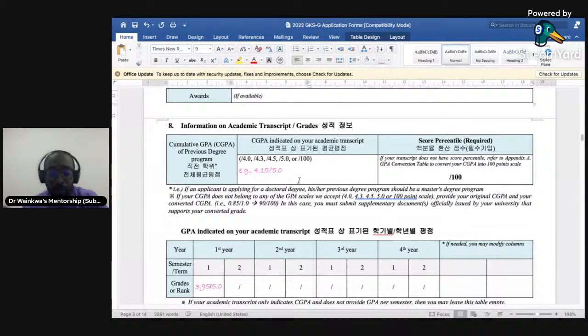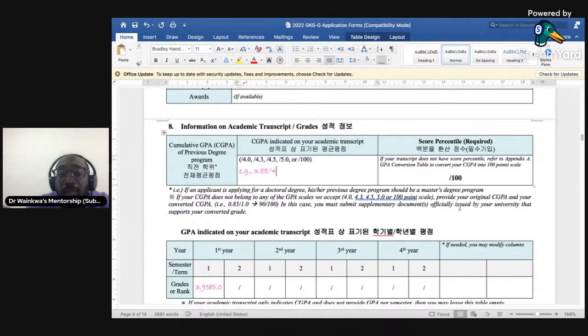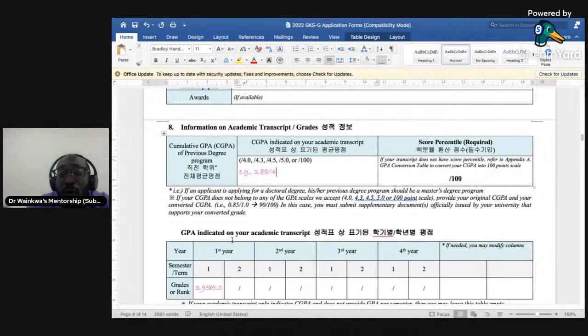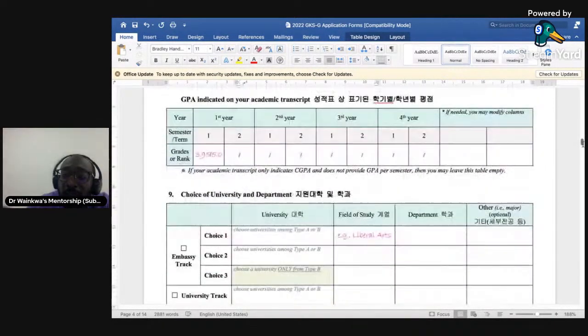For example, for my master's degree, I think I had a GPA of 3.88 on 4. I should be second best or first best student in my program then. Then you need to convert the percentile. You convert this percentile on 100. The page is provided for that. And then indicate the GPA on your transcript. So your transcript, you have to share a detailed GPA of all your scores.